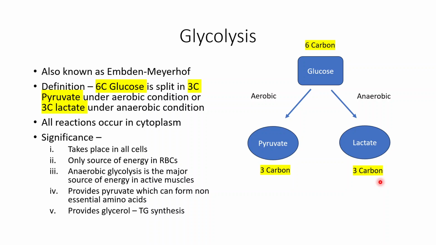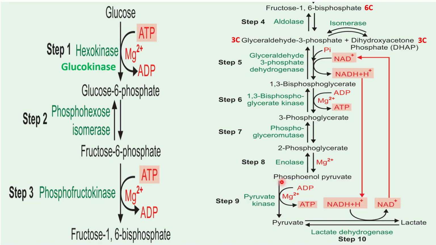The anaerobic glycolysis, which leads to production of lactate, is the major source of energy in the active muscles. And from pyruvate we also get synthesis of non-essential amino acids. And something else is also formed in glycolysis, which is glycerol, from which we get triglycerides. So let us look at glycolysis. This is the pathway that we will try and understand today.